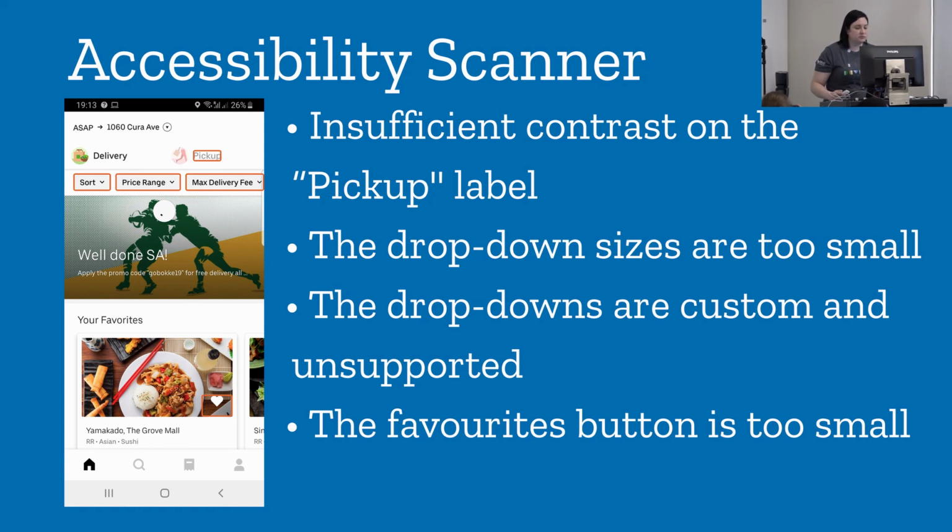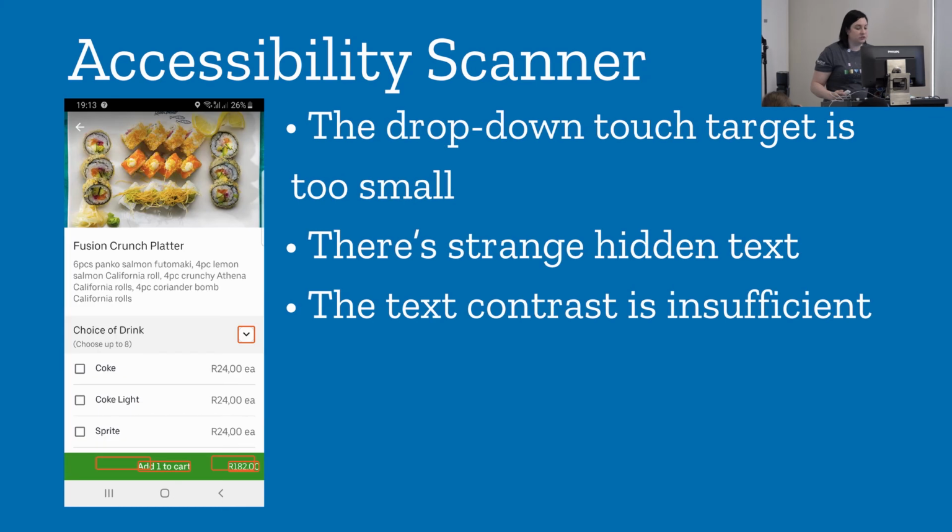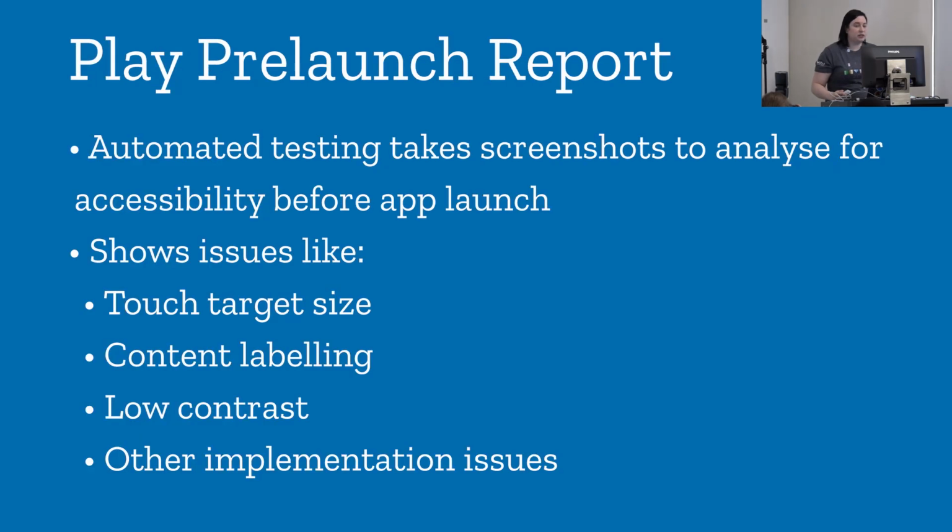For the wonderful Fusion Crunch Platter, the drop-down touch target was too small. They're sort of in the middle of the screen. There's strange hidden text on the button, and the text contrast was also really insufficient. Remember I spoke about the white text on the green button? That's a no-no.